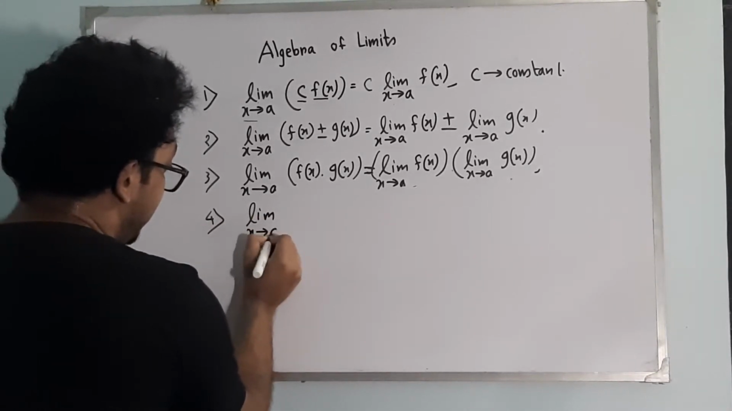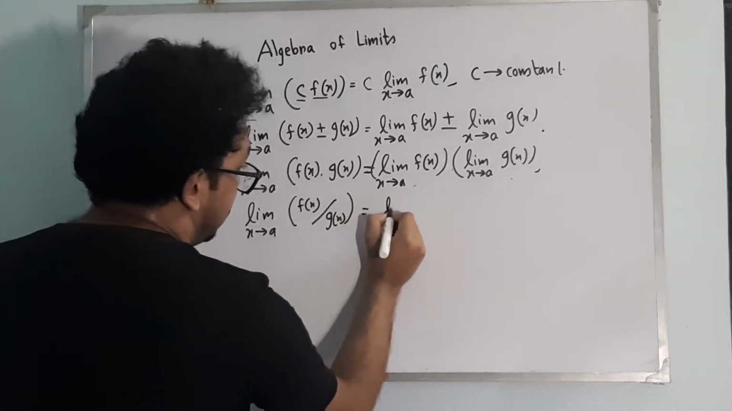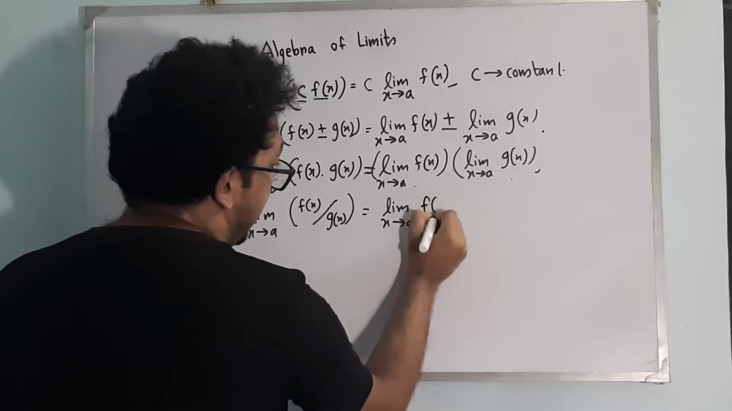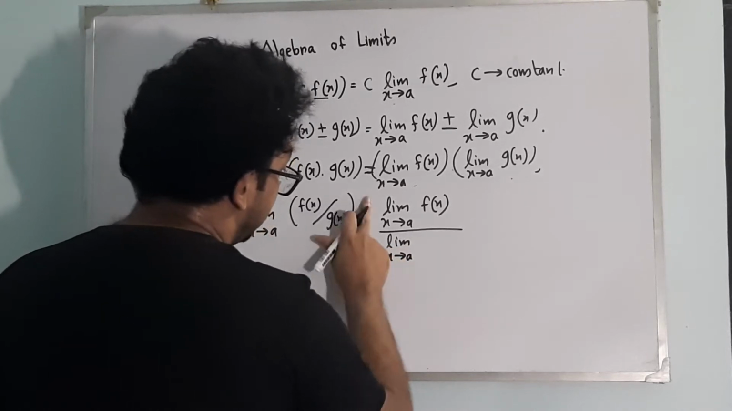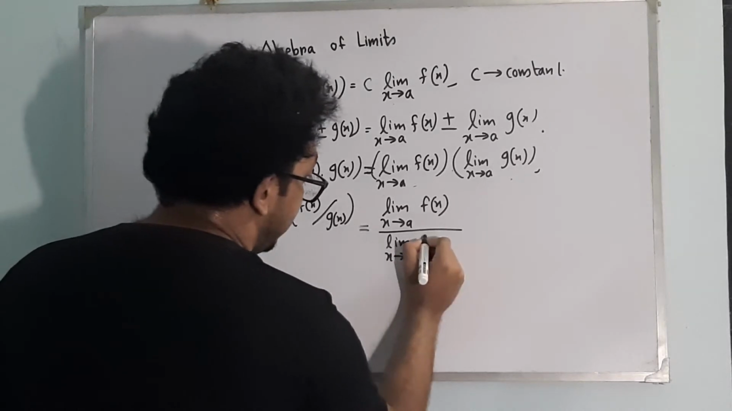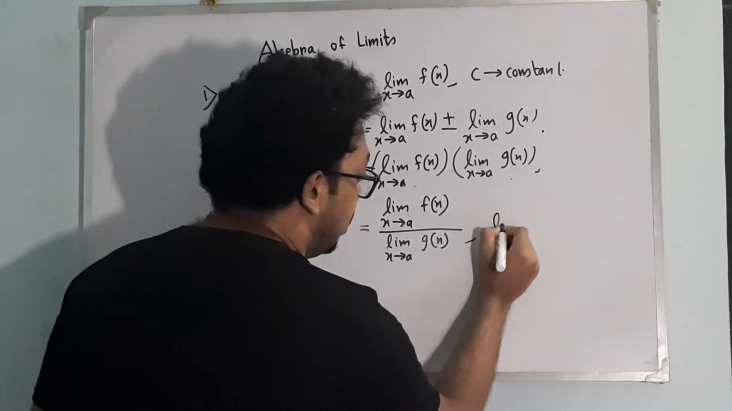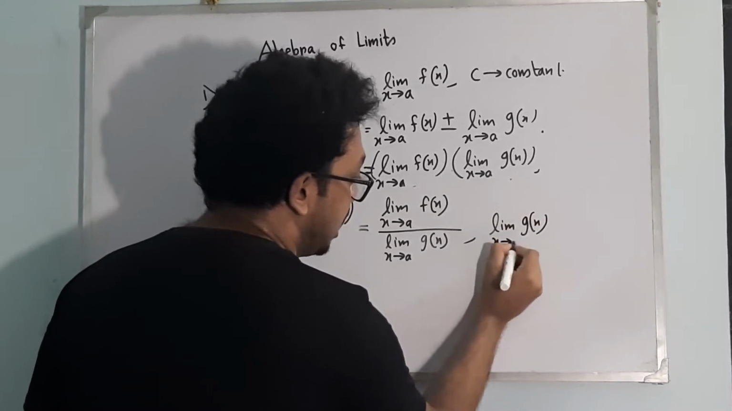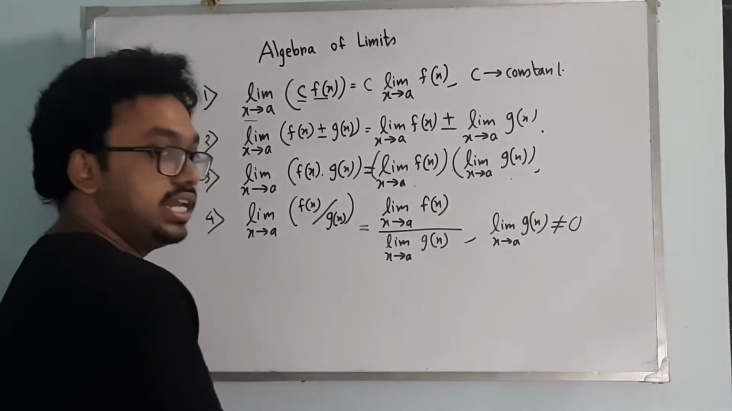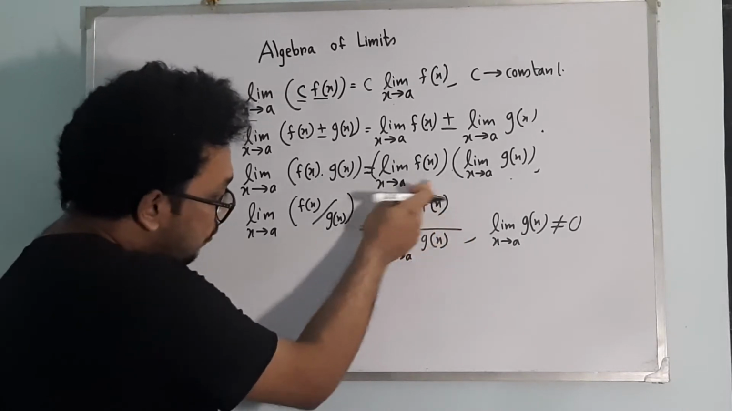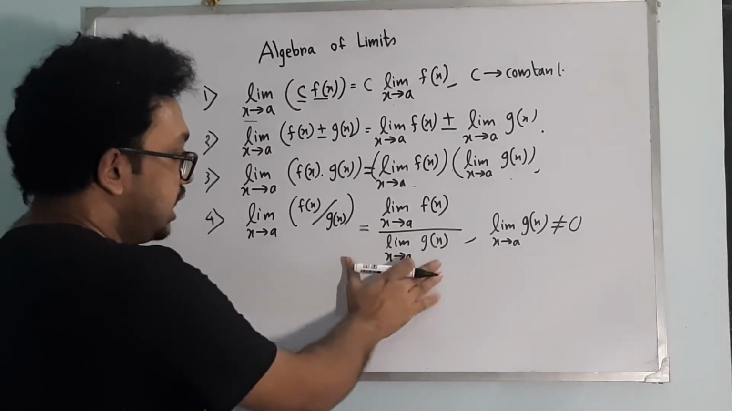The fourth one says that limit extending towards a of f of x upon g of x is equal to limit extending towards a of f of x divided by limit extending towards a of g of x, but this is valid if and only if limit of g x when extending towards a is not equal to 0, because if this denominator tends towards 0, then this fraction, that is limit of f x extending towards a divided by limit of g x extending towards a, will be undefined.